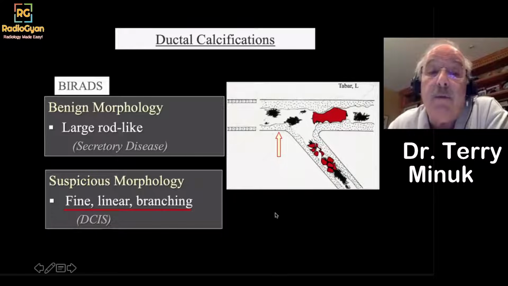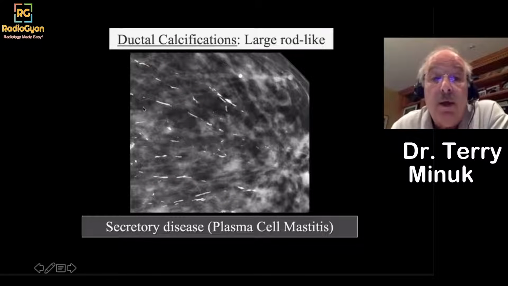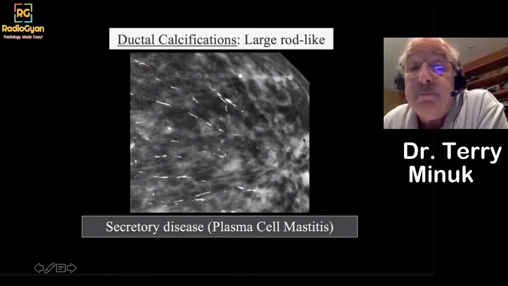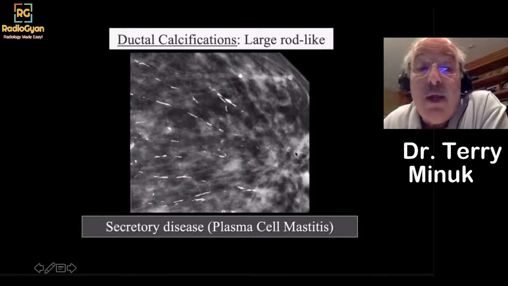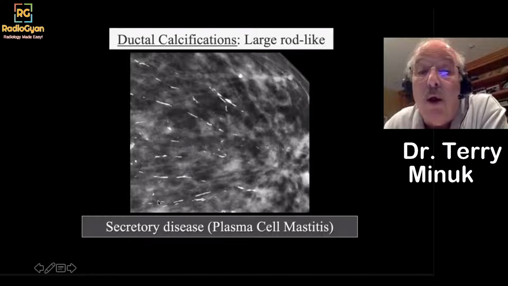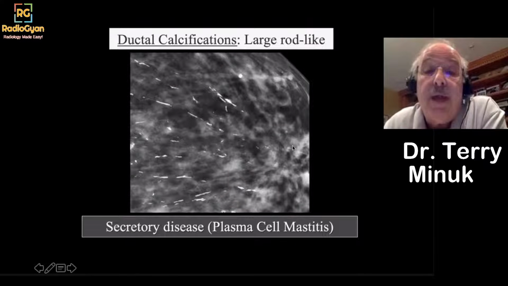So let's look at some benign morphology calcifications. These are the large rod-like calcifications. You can see they're dense, they're easy to see, they're relatively smoothly contoured because the duct that they have arisen in is smooth. But every duct is not perfectly smooth, and so you will get some lumpy, bumpy changes along the ducts. Don't expect every calcification to be a long linear calcification. Some of them are small. The odd one might be a little bit irregular, but overall, the overwhelming majority are smoothly contoured, dense, easy to see.